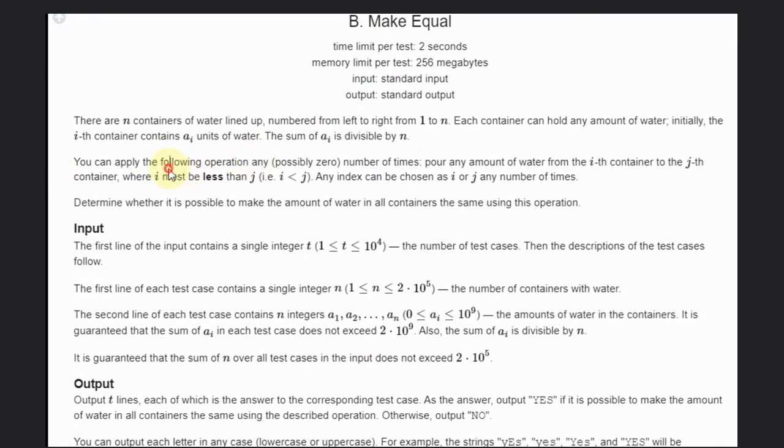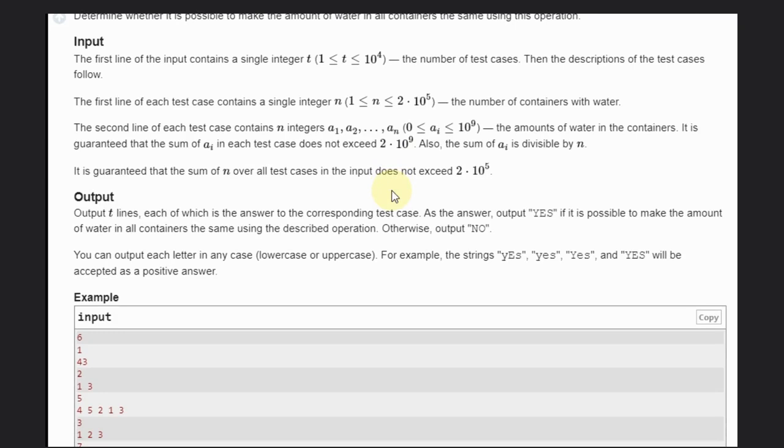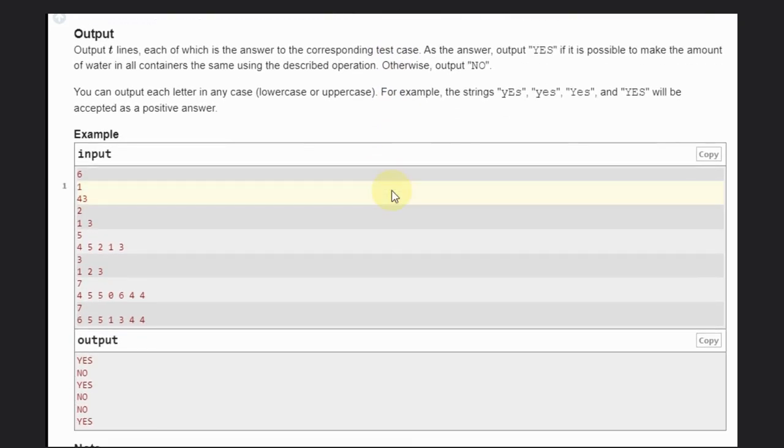We can do any number of operations, possibly zero. In each, we pour any amount of water from the ith container to the jth container, where i must be less than j. Any index can be chosen as i or j any number of times. That is the case, right? So we need to see some examples for understanding.